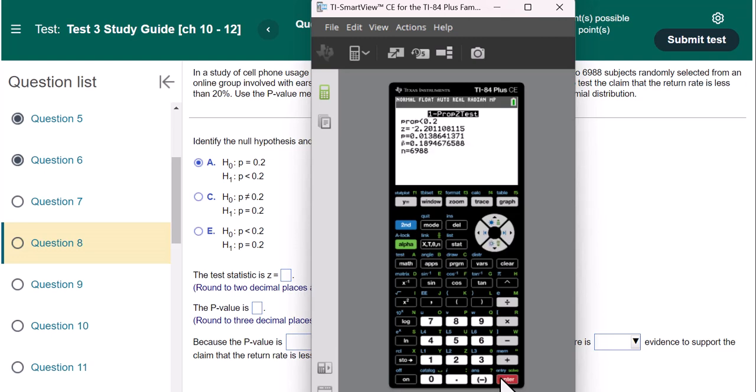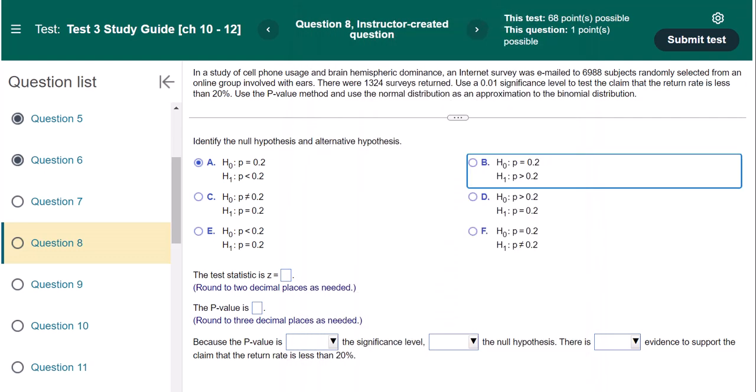So z will be negative 2.20. The p-value is 0.0139. And we're testing against 0.01. So this p-value is bigger than 0.01.